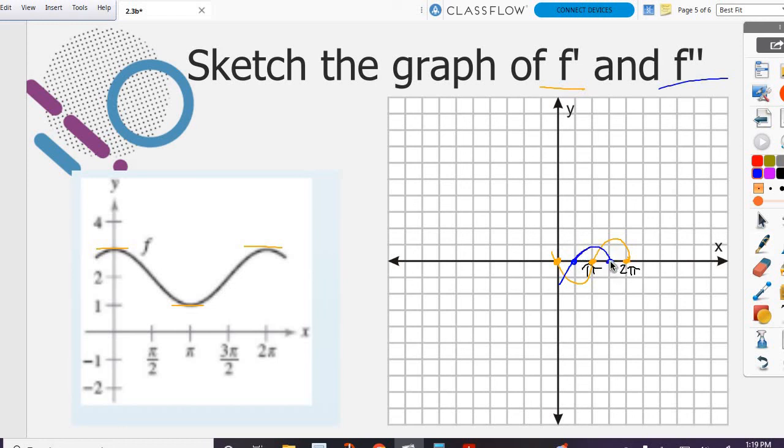And then after this point, we have a negative slope. So that would be my f double prime. So you want to start with your horizontal tangents and then look at where your slope is positive and where it is negative, and that's what you're going to graph. It looks like DNA.